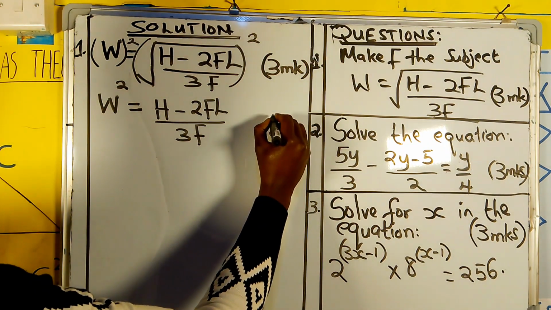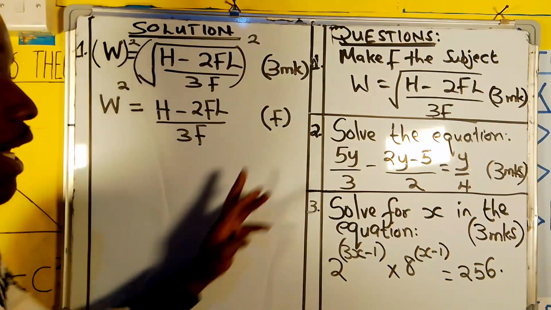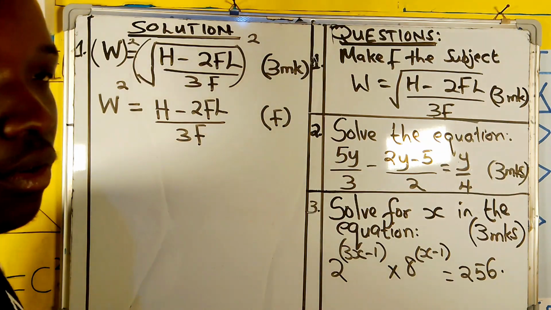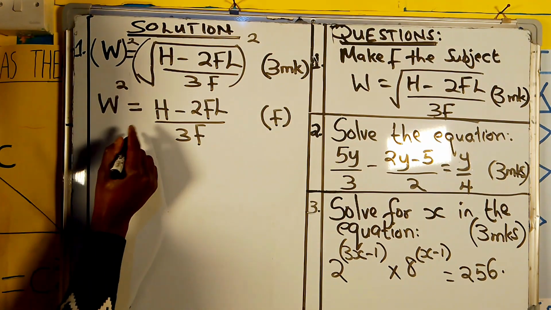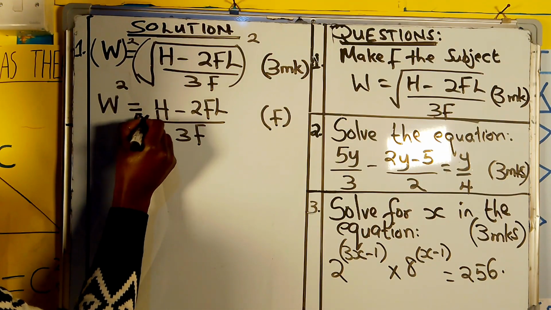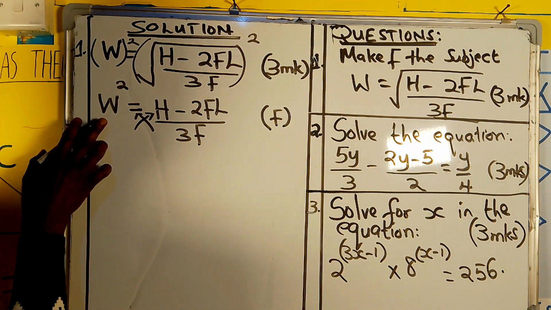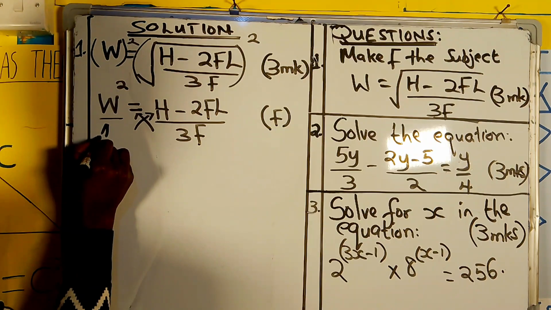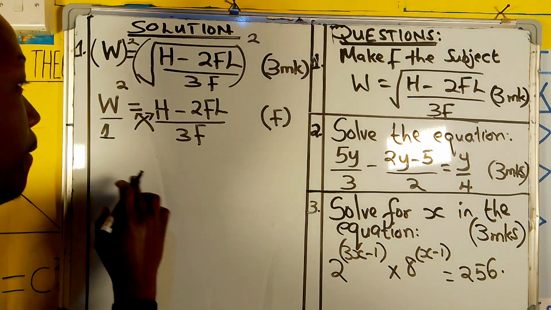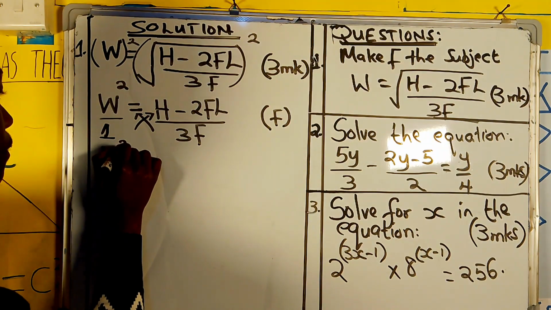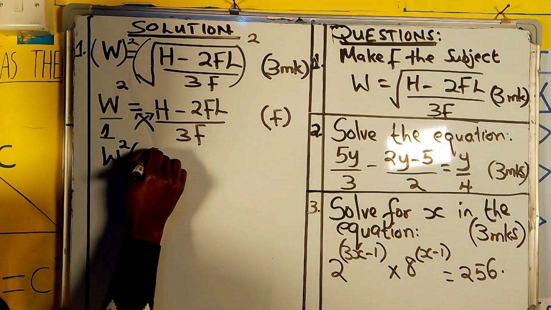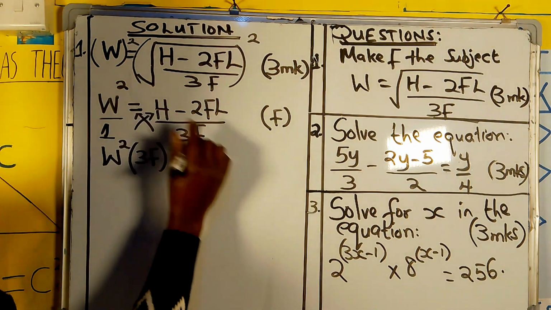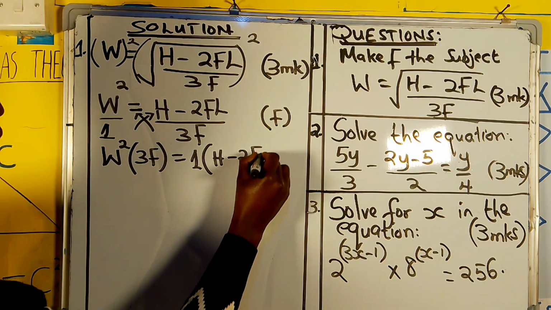Don't forget that we are making f the subject of our formula. So you can write f here in a bracket to simply say you are making f the subject. Now we are going to cross multiply. We take w squared multiplied by 3f. Remember, this one is over 1; if there is nothing, it means it is over 1. So it will be w squared multiplied by 3f is equal to 1 multiplied by (h minus 2fl).